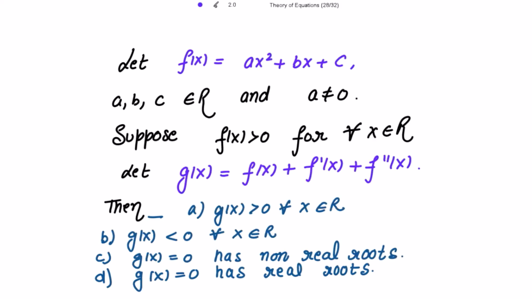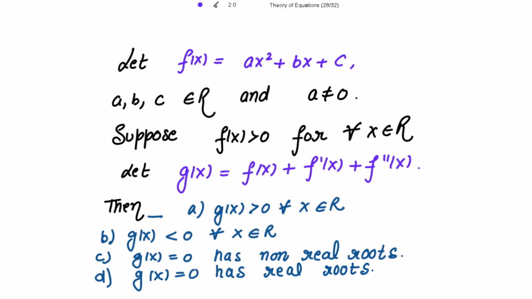Another very important expected question on the theory of equations, a multiple choice question. Let f(x) equal to ax² + bx + c, where a, b, c belong to the set of real numbers and a is non-zero. Suppose f(x) is strictly greater than 0, strictly positive for all x belonging to the real numbers, and let g(x) be given as f(x) plus the first derivative of f(x) plus the second derivative of f(x). Then, which of the following options are correct?